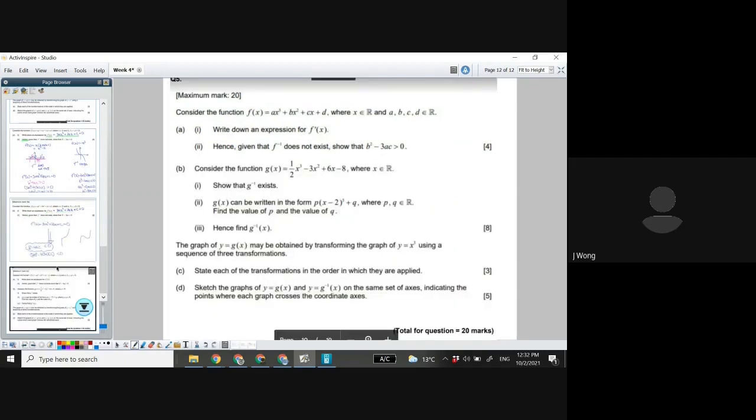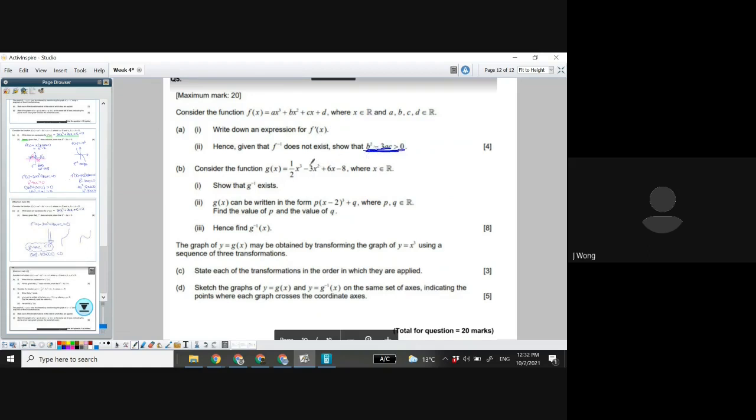Now moving on to part B. For part B, this time they asked us to consider this cubic equation, which has some values for a across d. And they asked us to firstly show that g inverse exists. So you could just make use of this inequality that we have developed.